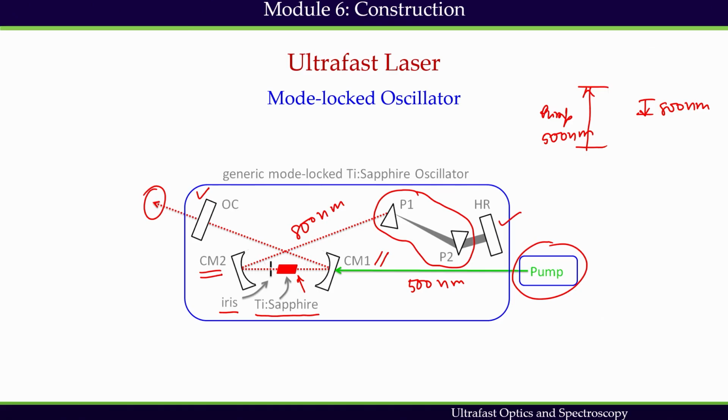Mode locking here is achieved through the optical Kerr effect. It is called self mode locking. The generated 800 nanometer light passes through a prism pair and gets reflected by the end mirror, then returns along the same path so that it can pass out of the cavity through the output coupler. Two prisms P1 and P2 compensate for the group velocity dispersion inside the cavity.